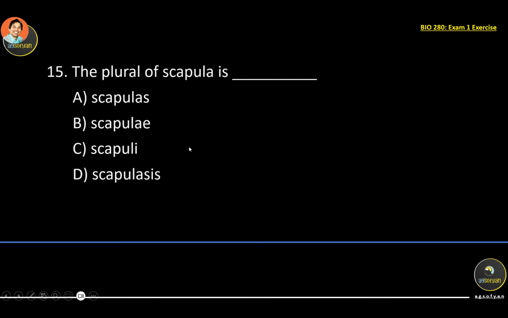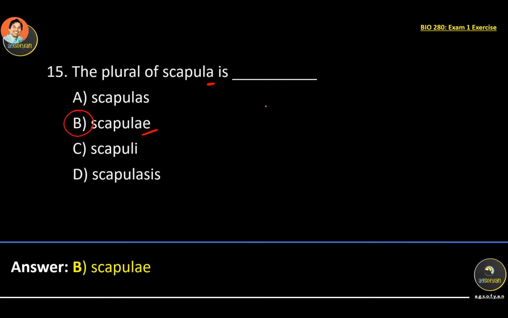Scapula. The plural of scapula is A, B, C, or D. Now, this is the general rule: if the word ends with A, then to make it plural, you just add the letter E. So it's going to be scapulae. Scapula becomes scapulae. This is the general rule for making plural if the word ends with A. Okay, so this is the answer, scapulae.